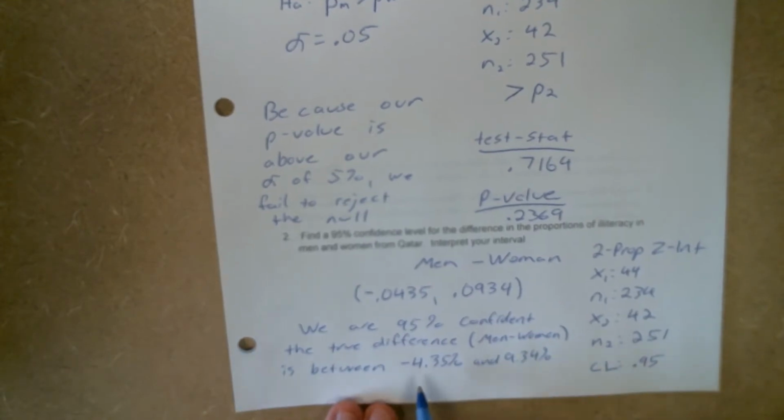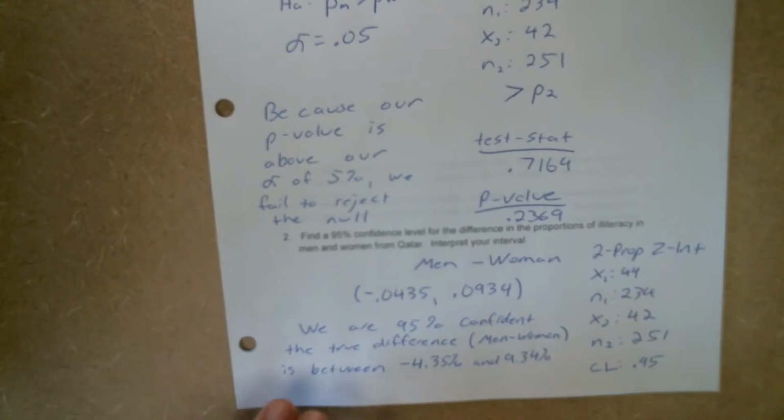All right. But negative would actually, in this case, suggest that women are more illiterate. Positive would mean that the men are more illiterate. And again, that's just because of the order in which we did our subtractions. All right, let's take a look at the next one.